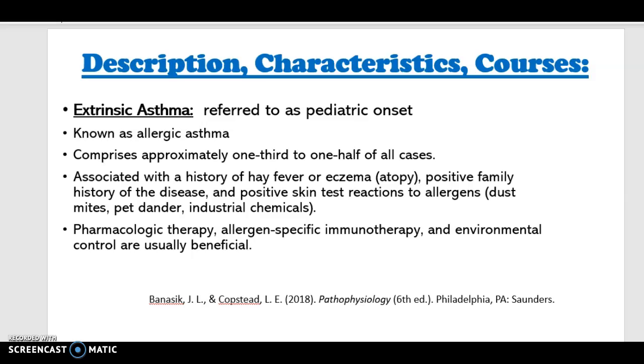Extrinsic asthma is seen in the pediatric group. There is a known allergic asthma associated with it. There is a history of hay fever, eczema, and a family history of the disease, and a positive skin test reaction to allergens. It can be managed through pharmacologic therapy and allergen-specific immunotherapy, and environmental control is usually beneficial.